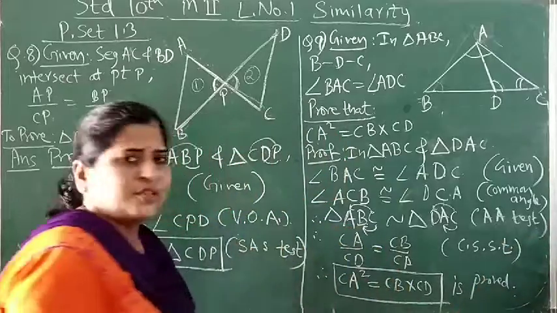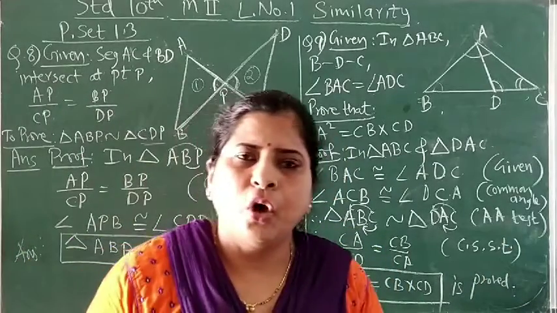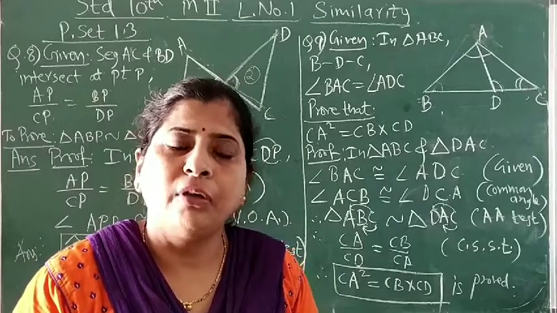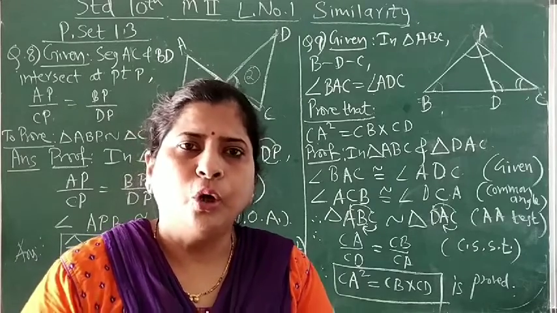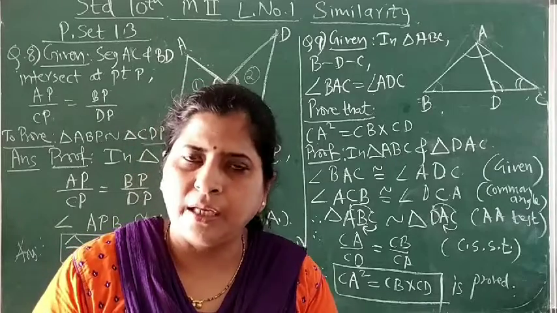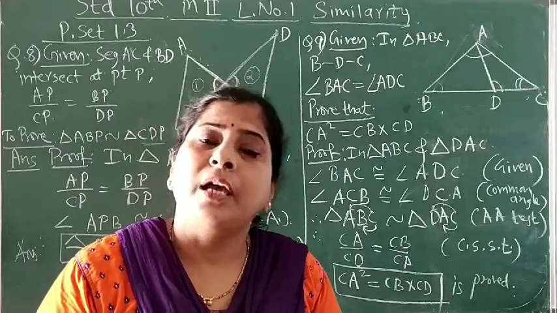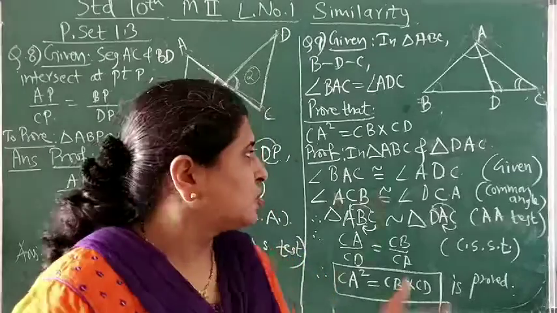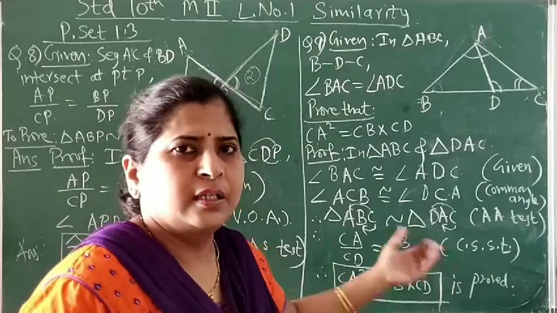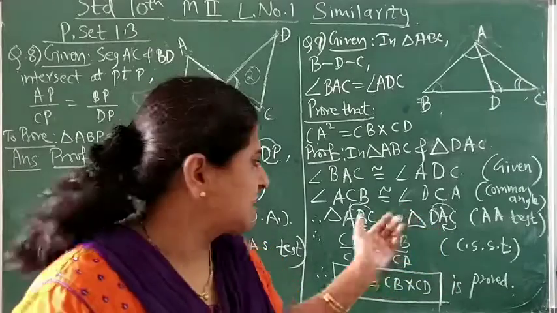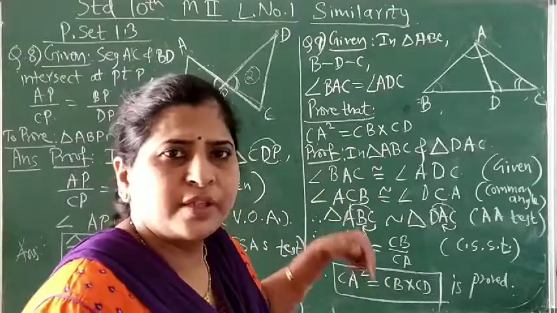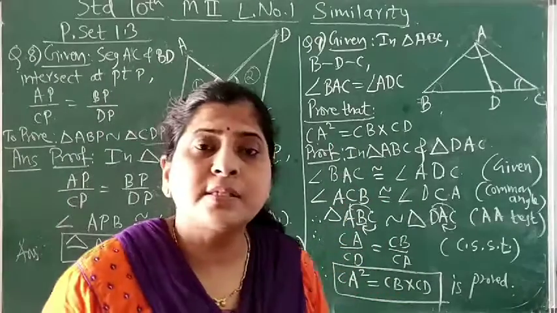So this way we have finished all the sums of practice set 1.3, where we have learned how to prove two triangles similar, by using either the AA test, SAS test or SSS test. After proving this, we can use the properties related to that: the corresponding sides are in proportion, and then we can find any one of the sides or prove certain statements.